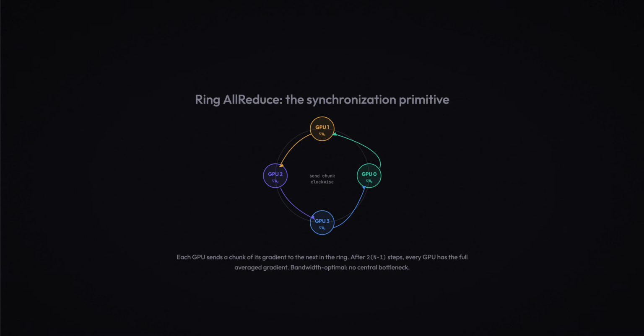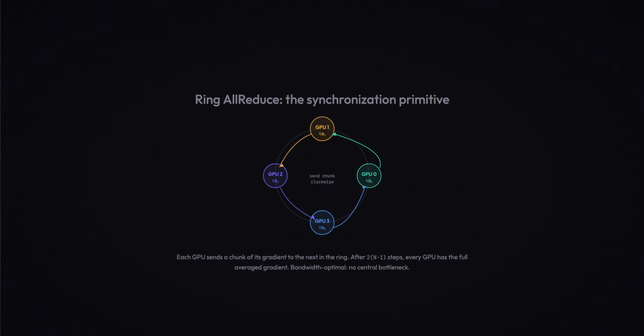The all reduce primitive is the heart of data parallelism. The standard implementation is ring all reduce. Arrange the GPUs in a logical ring. Each GPU splits its gradient into n chunks. In the first phase, scatter reduce, each GPU sends one chunk clockwise to its neighbor, receives a chunk from its other neighbor, and accumulates. After n-1 steps, each GPU holds one fully reduced chunk. In the second phase, all gather. The reduced chunks are propagated around the ring, so every GPU ends up with the complete averaged gradient.